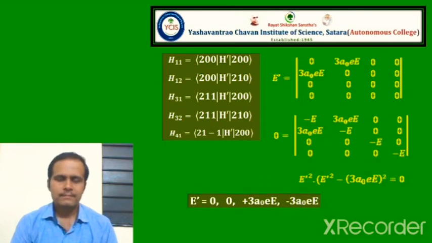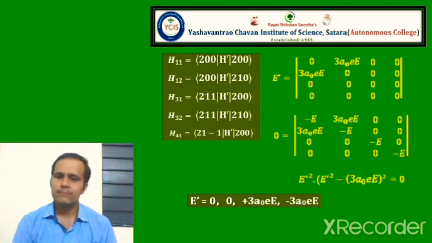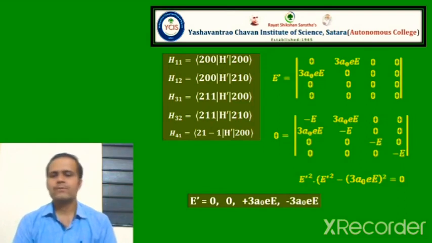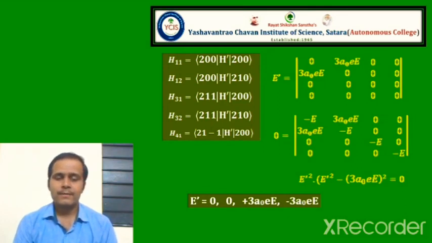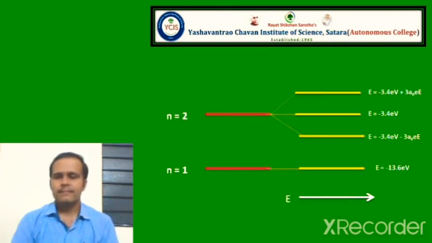Here it is E dash equal to 0, first value. Second value is also E dash equal to 0. Third value will be E dash equal to plus 3a naught eE, and fourth value is minus 3a naught eE. These are the 4 different values of E dash. E dash is the correction to the energy for first excited state of hydrogen atom, where unperturbed energy is minus 3.4 electron volt. So with this, we can explain the Stark effect.